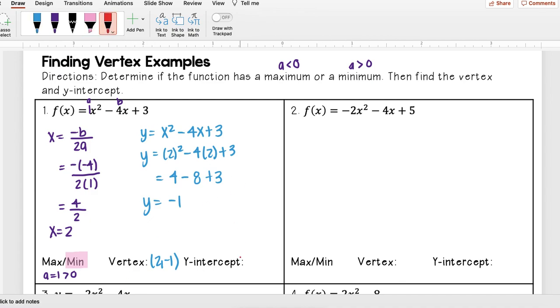And then my y-intercept, that is always going to be my c. So it's just going to be (0, whatever c is). Here, my c value is 3. So that means that my y-intercept is just going to be (0, 3).